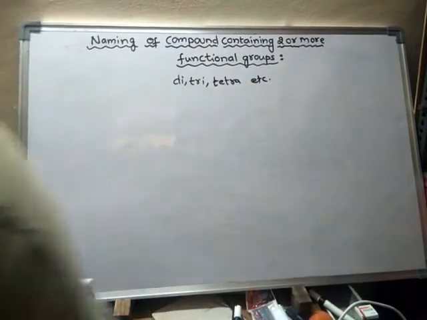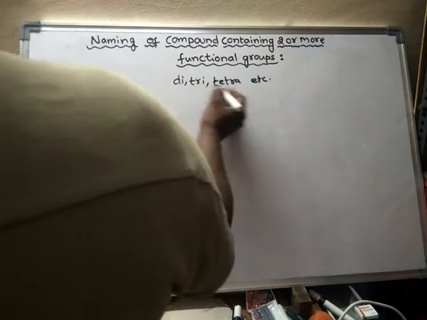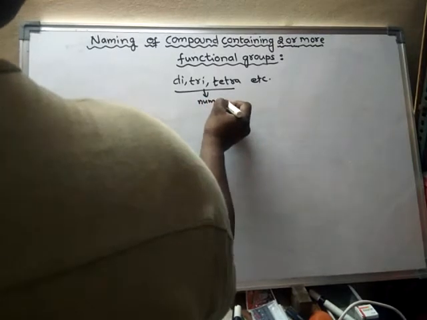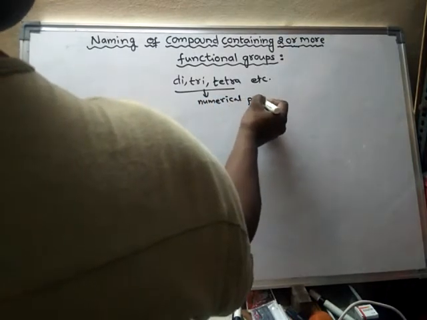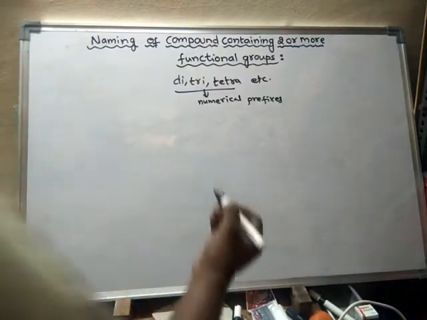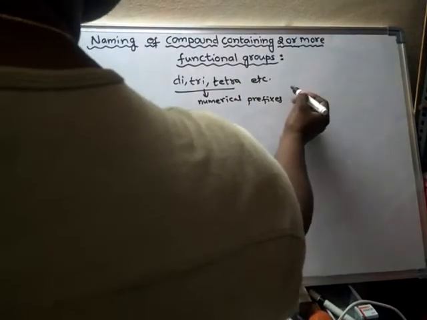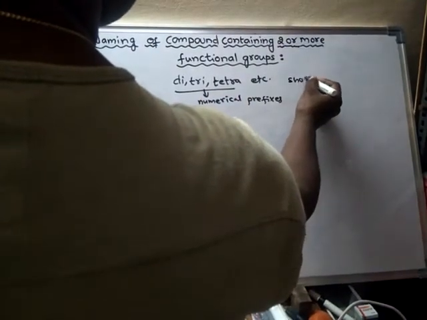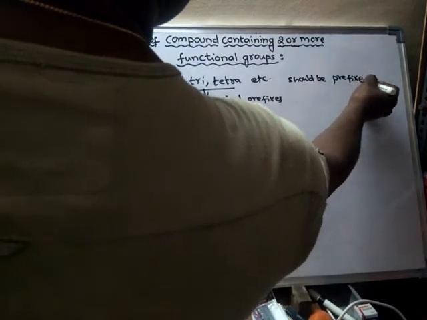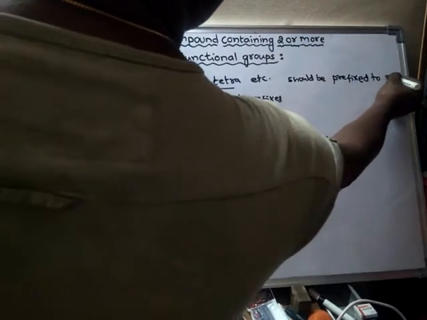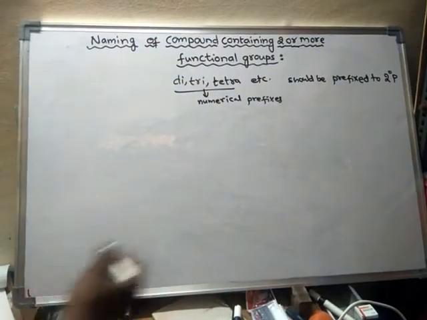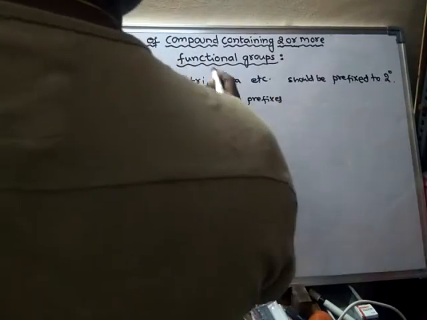We have to use these terms. These are called numerical prefixes. So these numerical prefixes should be prefixed. Should be prefixed to what? To the secondary suffix.